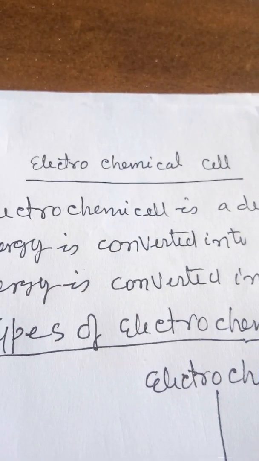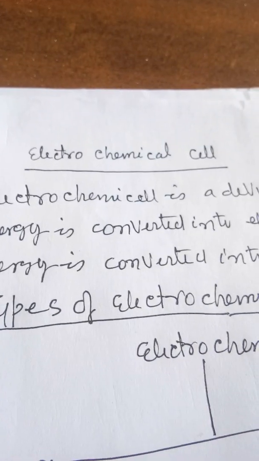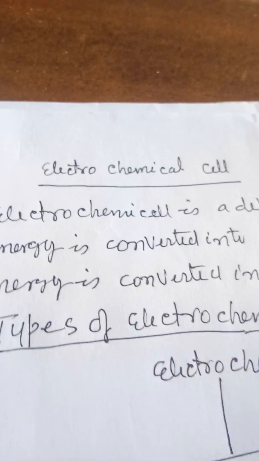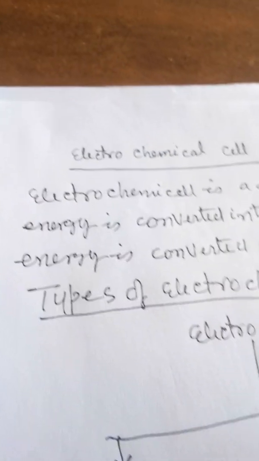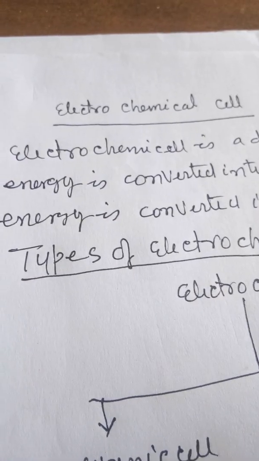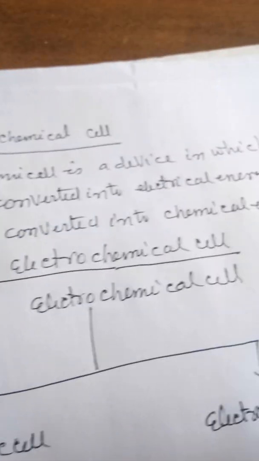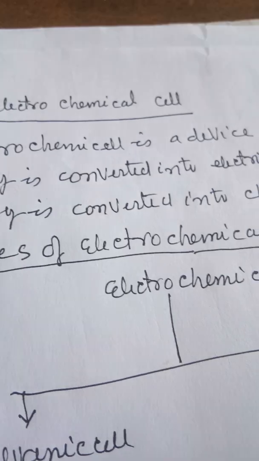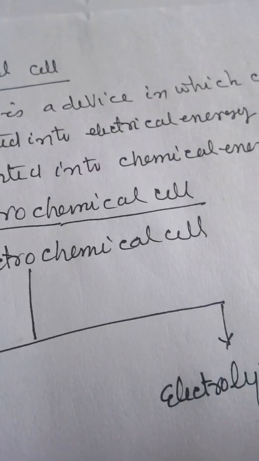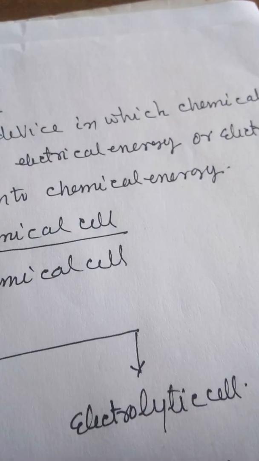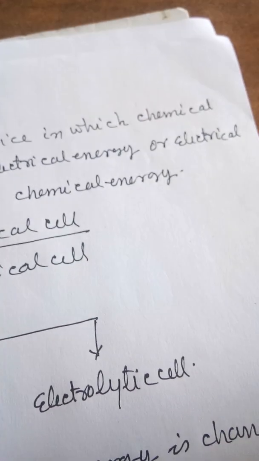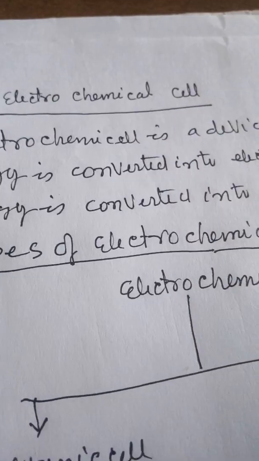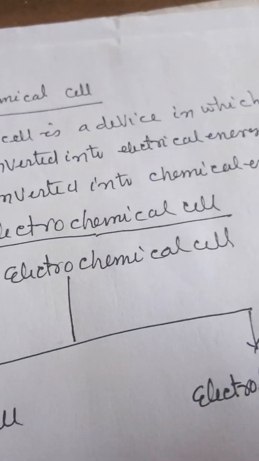Today we shall discuss the electrochemical cell. An electrochemical cell is a device in which chemical energy is converted into electrical energy, as well as vice versa. You can say electrical energy can be converted into chemical energy.